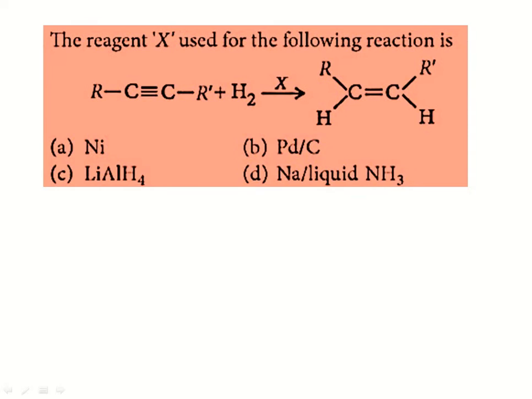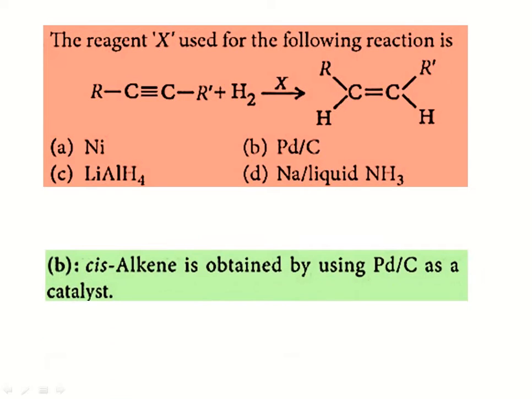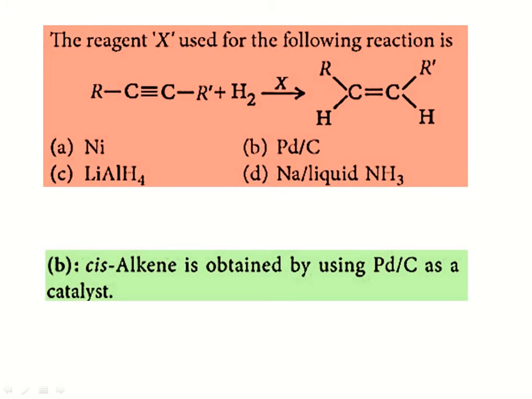Next question. The reagent X is used for the following reaction. That is triple bonded alkyne into double bonded alkene. Usually all the options are given as reducing agents, but in this particular case, we have palladium supported by coke as the catalyst used to form this alkene.